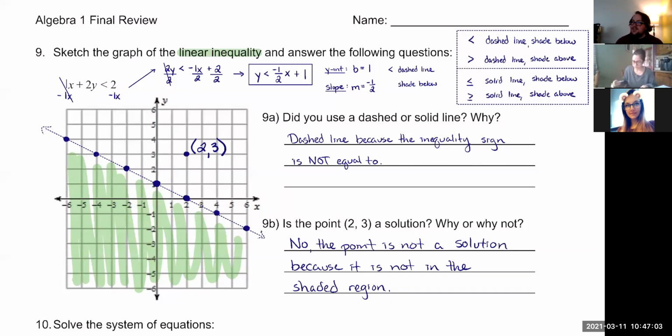So only points in the shaded region are considered solutions. And this one point that we were asked to consider is not.